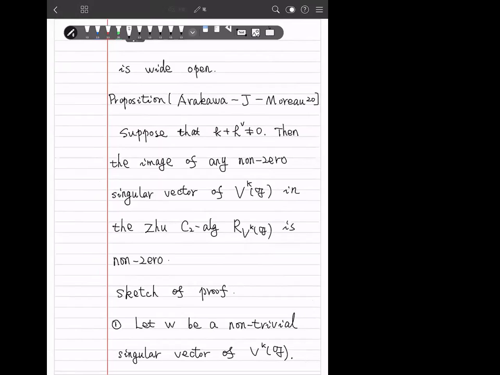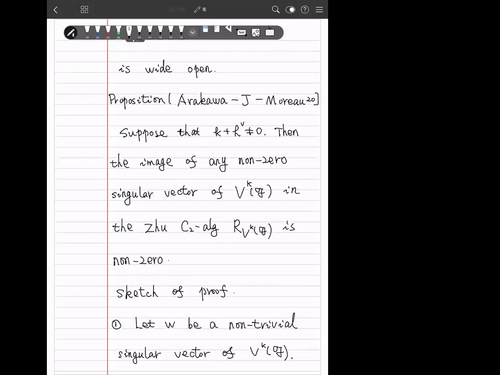Our first result is this. We first want to know that if VKG is not reducible, I mean the simple quotient is not trivial, then the variety is a proper subvariety of G. So here we give the first proposition. By this we can answer our question.